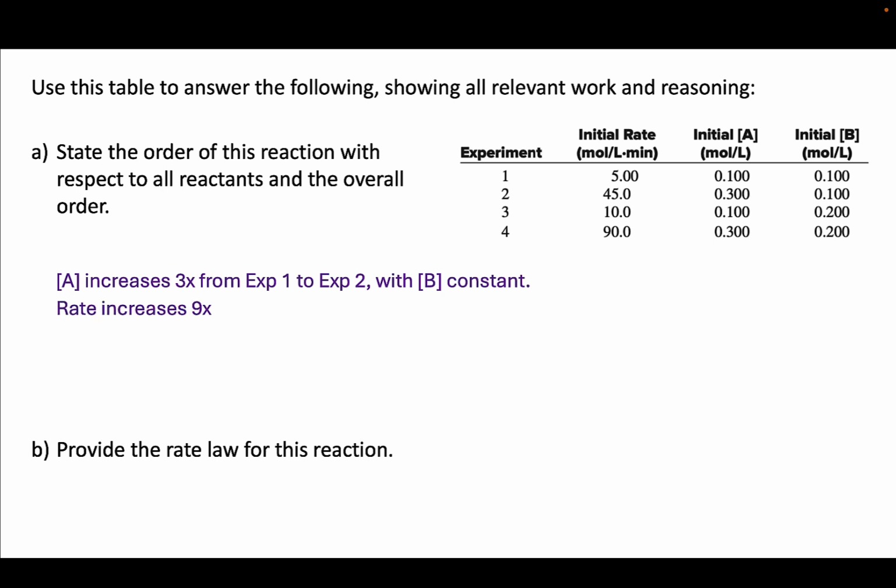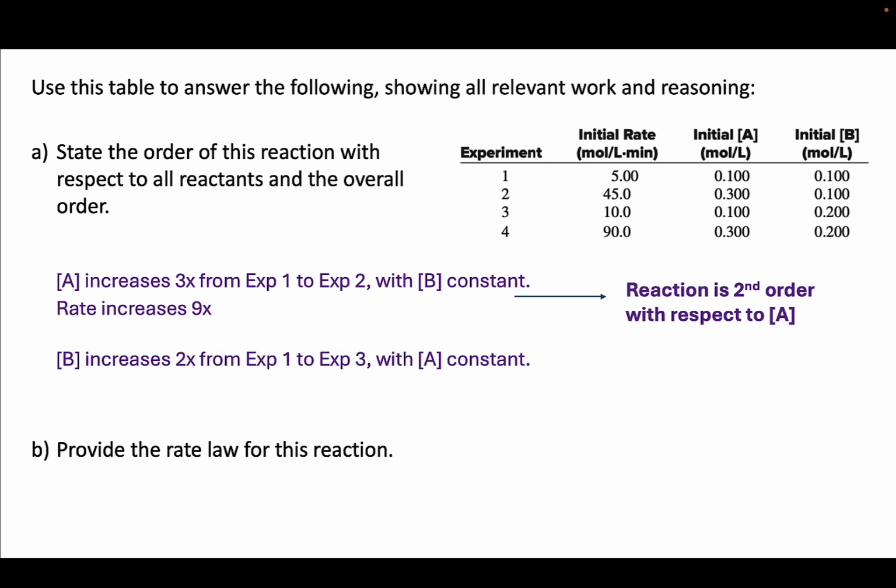In this case, the rate increases 9-fold. What this means is that it's second order with respect to A, because a tripling of A causes a 9x increase in reaction rate, which means that's a squaring effect. 3 squared equals 9. And this is all attributable to reactant A, as reactant B remained the same between these two experiments.